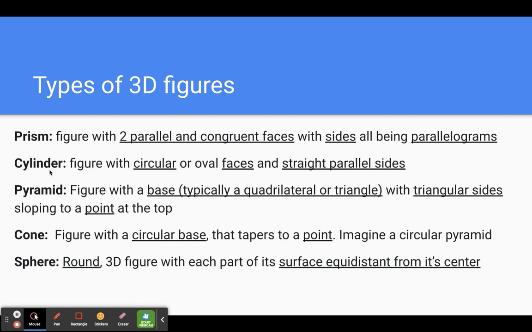A cylinder is a figure with circular or oval faces and then straight parallel sides. A pyramid is a figure with a base.